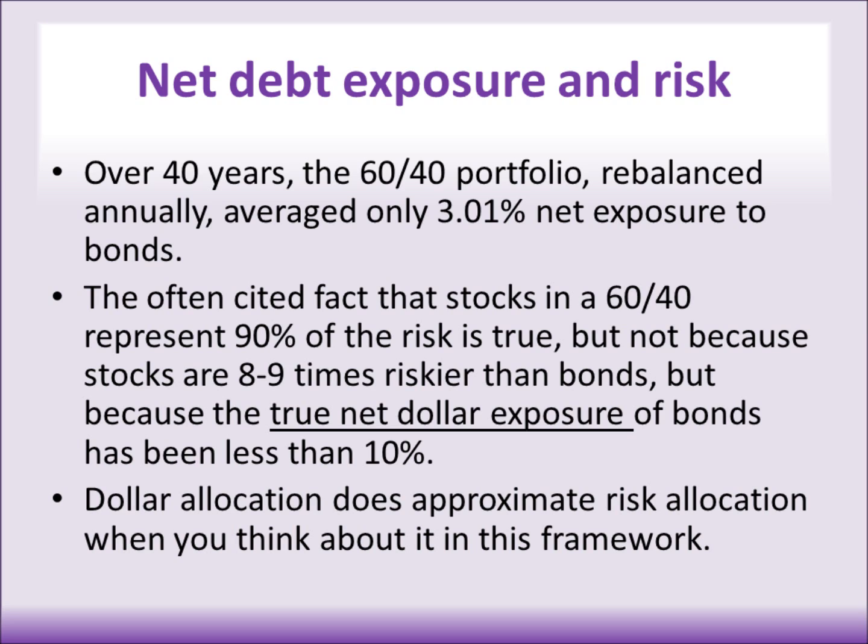So you will often hear that stocks in a 60/40 portfolio represent 90% of the risk in the portfolio, and that is true, and it's not because stocks are 8 to 9 times riskier than bonds. It's just that the true net dollar exposure of bonds has actually been less than 10%. So in this case, the dollar allocation does actually approximate the risk allocation. And so this is important because most people think that they're getting a 40% exposure to bonds, but your true net bond exposure is actually a whole lot less.